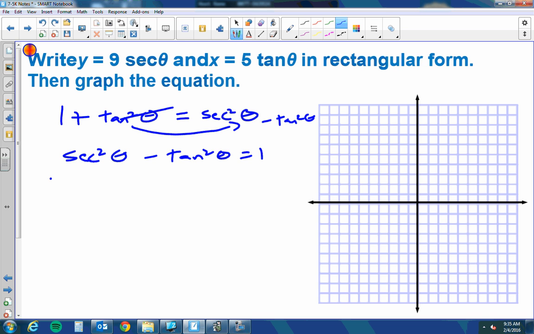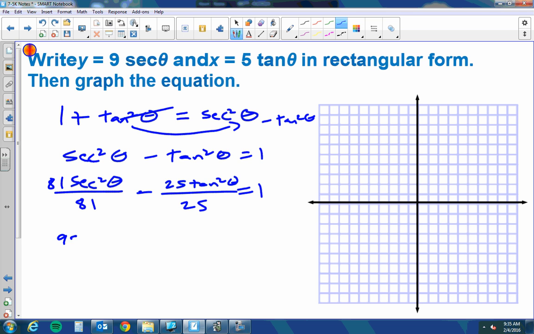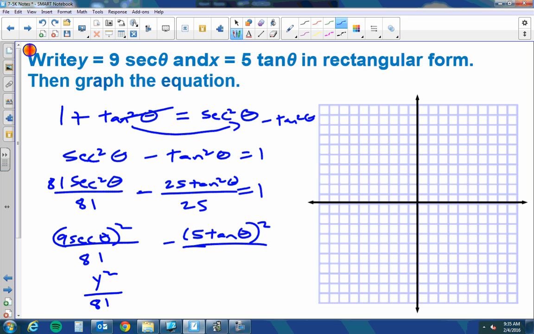That's the same identity. Now I'm going to take the same approach. Here I'm going to multiply by 81 top and bottom. And here I'll multiply by 25 top and bottom. And just bear with me. This is 9 secant parentheses squared over 81. What does that become? Nine secant is the same as what? Up here it says it's y, so that's y squared over 81. And this is then x squared over 25.